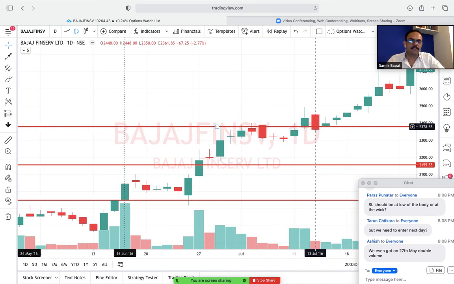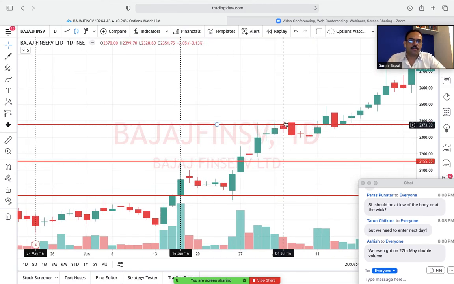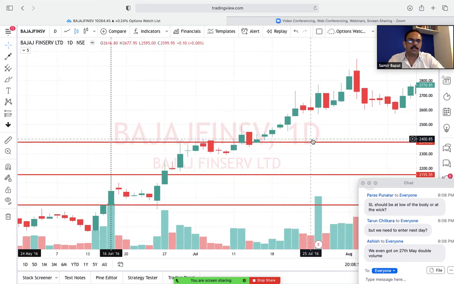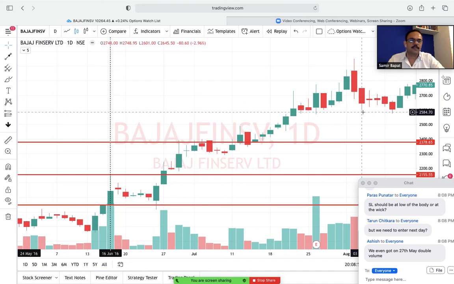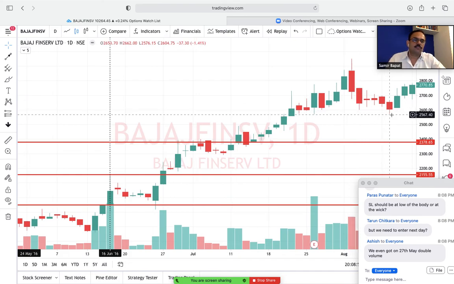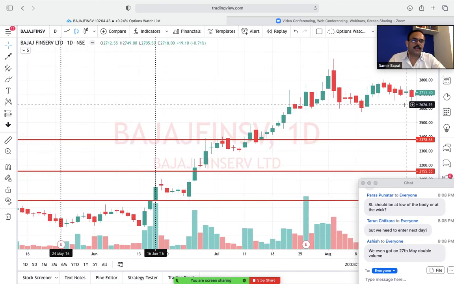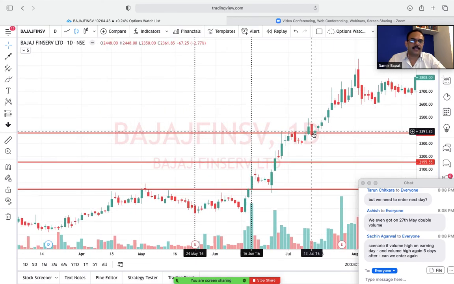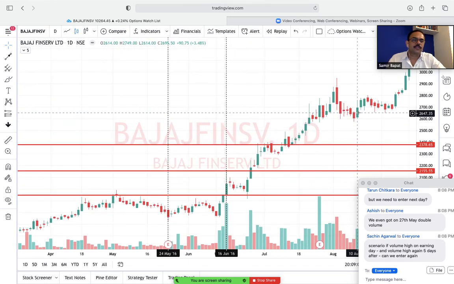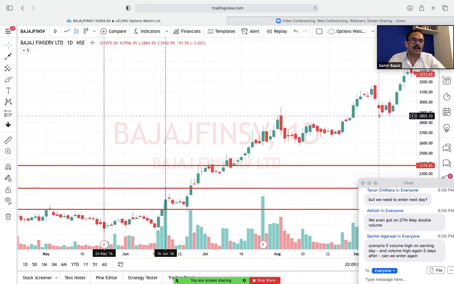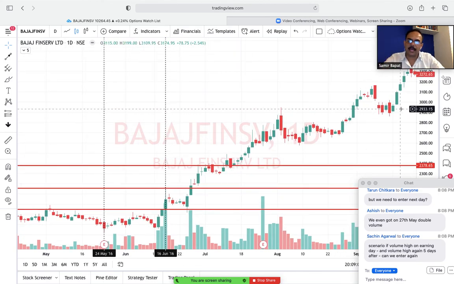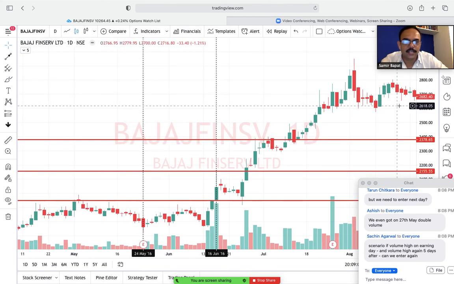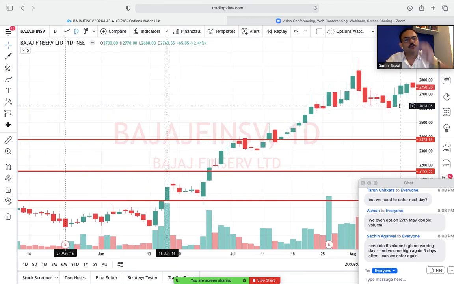My target will be 10%, or I can trail it with pivot. So this is the pivot low. Once I enter, this is the pivot low formed. Again it has gone, this is the pivot low formed. As long as it is above the pivot low, I can be in the trade. So I can either exit after 10% here, or I can trail it with the pivot lows. You have to decide how you'll exit, because once you decide, you have to exit as per your exit criteria only.